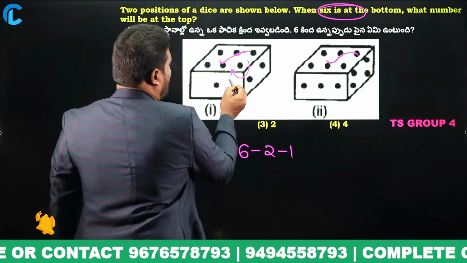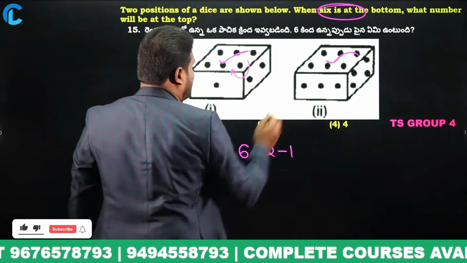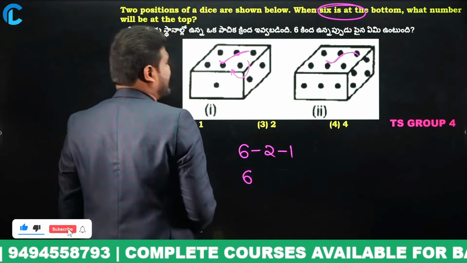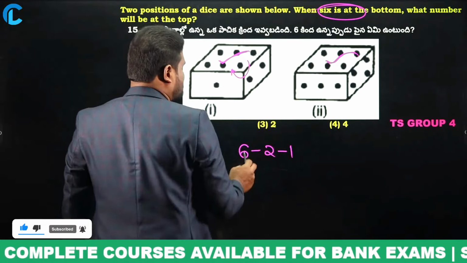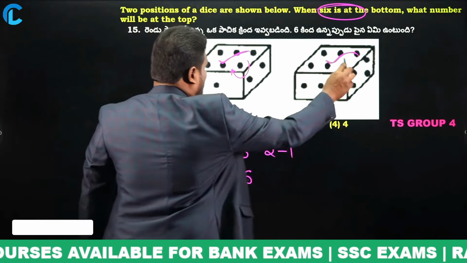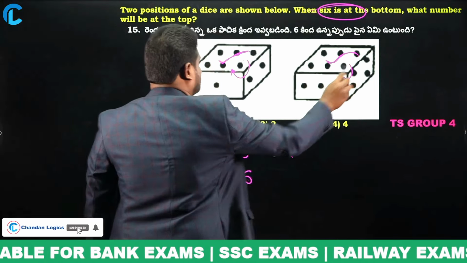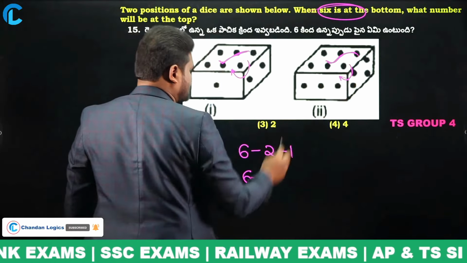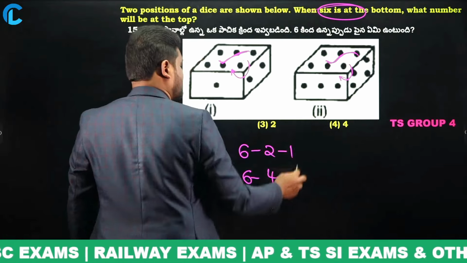Similarly, as 6 is common, write exactly below 6, again 6. Why? Because 6 is common. Now again starting with 6, write in clockwise direction. When you write in clockwise direction, 6, 4, 3.